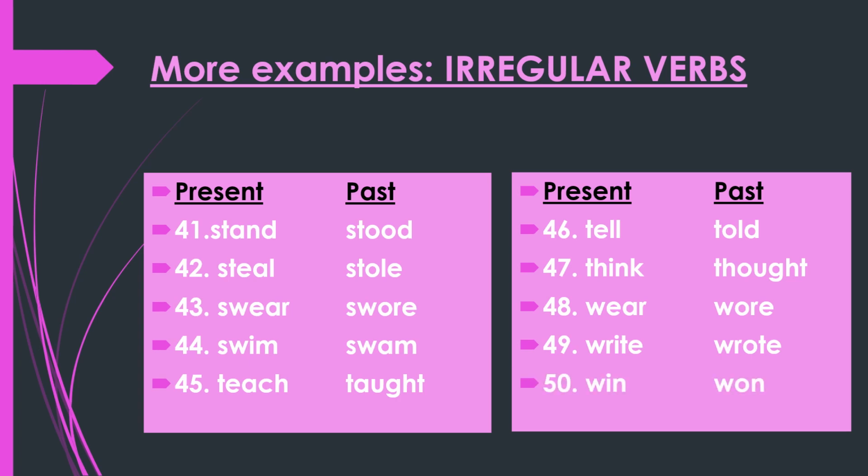The last one is win, that is W-I-N. It becomes won in the simple past tense form, that is W-O-N. So this way, children, we come to the end of today's irregular verbs. We have taken only 50 examples. Similarly, there are many more examples.